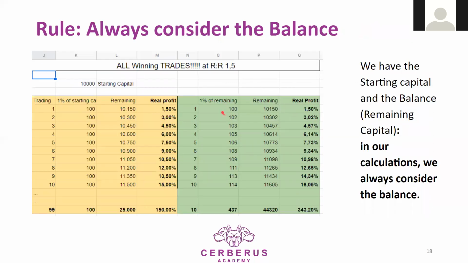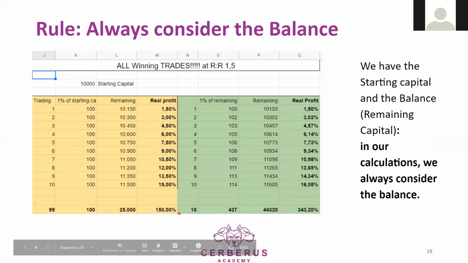And the same, of course, in the opposite scenario, if we have 100 winning trades at an RR of 1.5. Again, this is just an exercise, not reality, but it's just to understand. In our first scenario, investing 1% of the 10,000, I'm risking 100 and I have a profit of 150. At the end, I will have a nice 150% return.